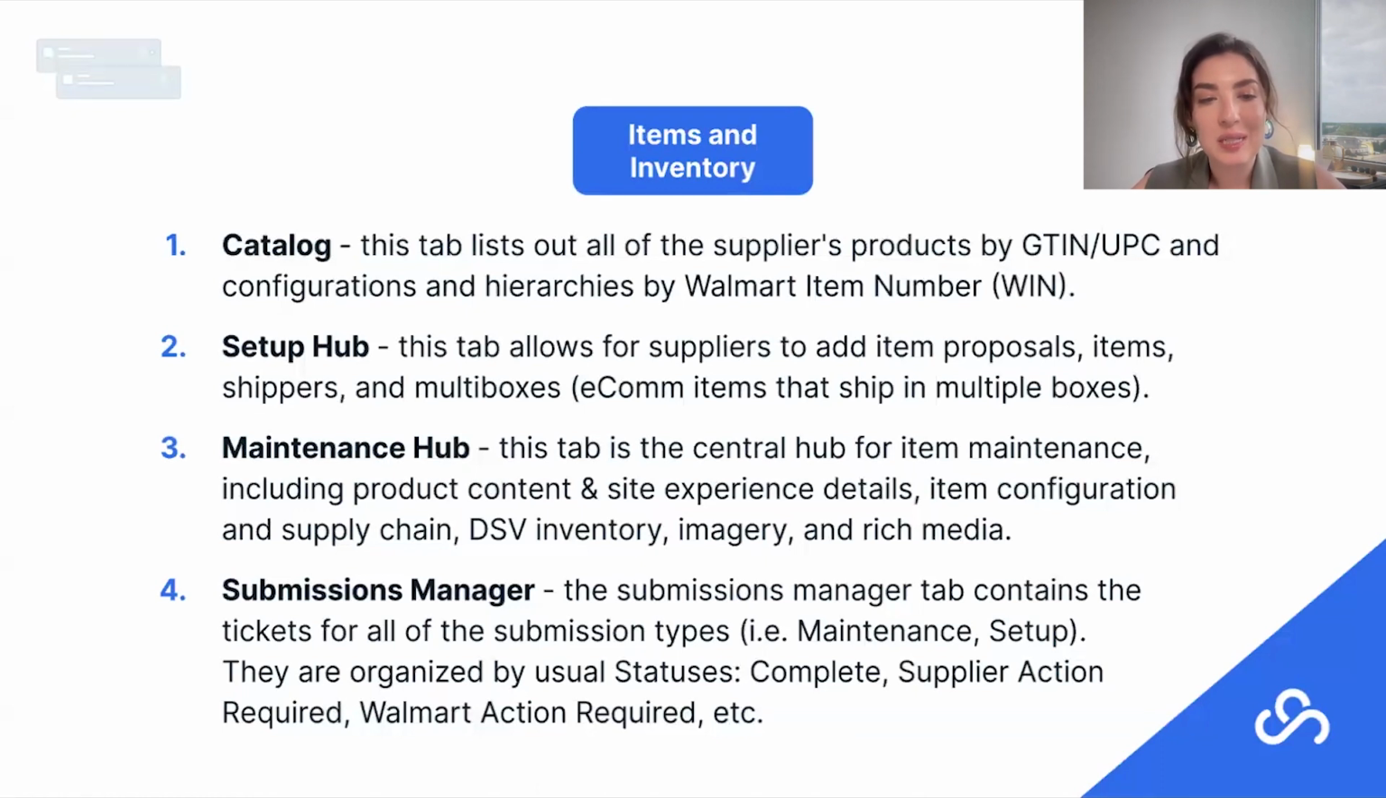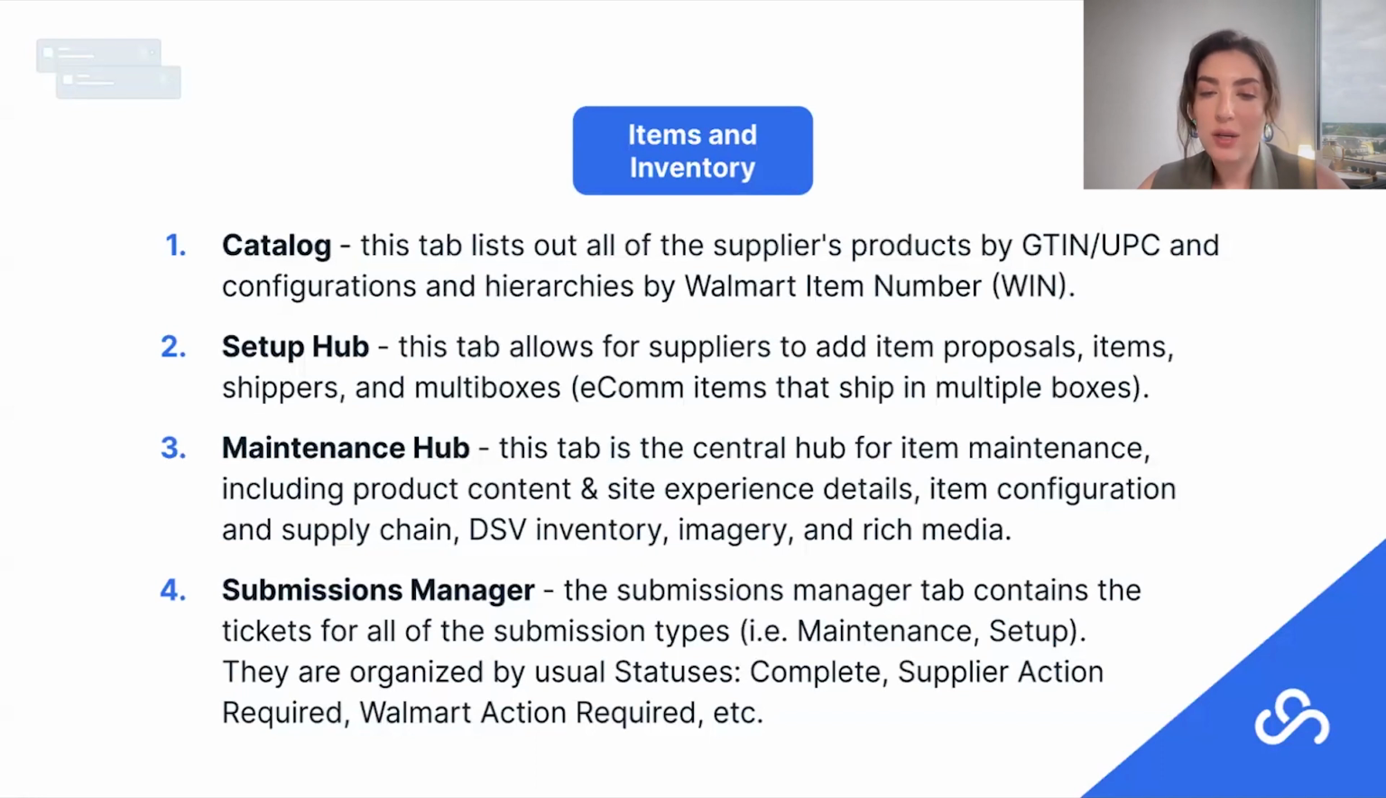Then you have your submissions manager. This is for tickets for maintenance or setup, so you can see what you've submitted, what your team has submitted, and what status it's at, depending on where it is in the process. The statuses are complete, so whatever action needed to be taken, whether it was maintenance or setup, it's done. Supplier action means that as a supplier, you need to click into that particular ticket and understand what action you need to take, or it's not going to go anywhere.